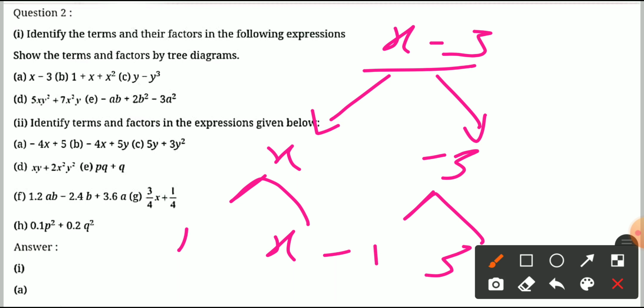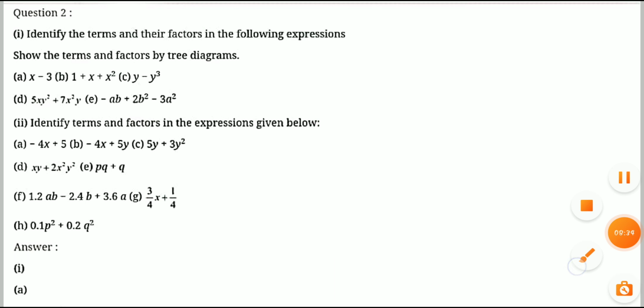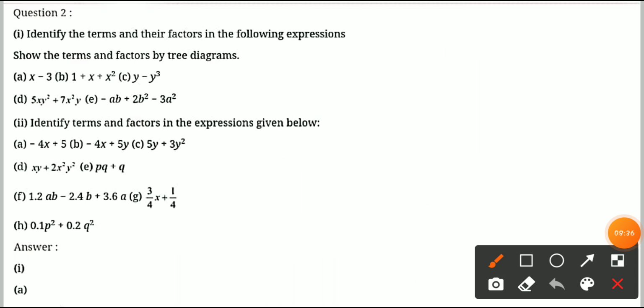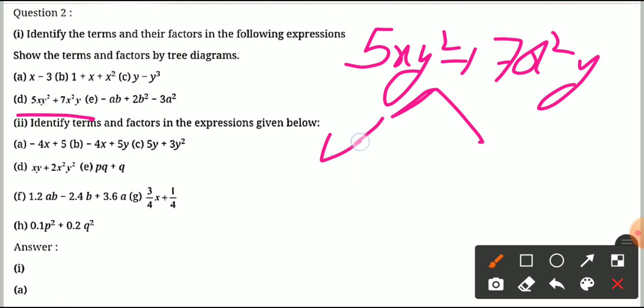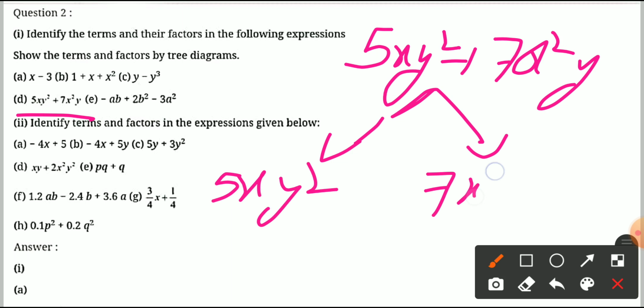Okay. In second tree diagram I am going to solve with D part. Okay. Remaining you have to do by yourself. 5xy square plus 7x square y. So what are the terms here? The first term is 5xy square and second term is 7x square y.